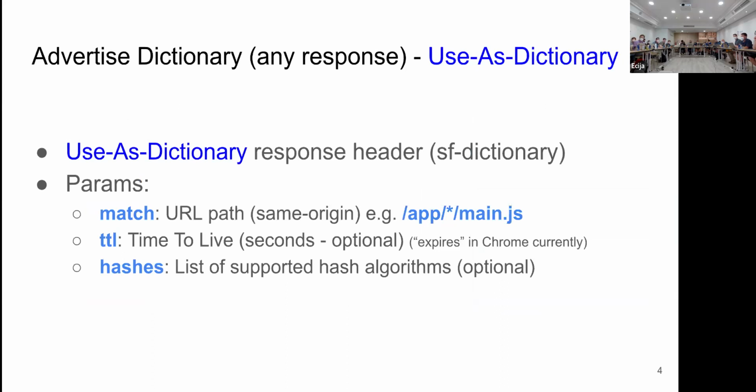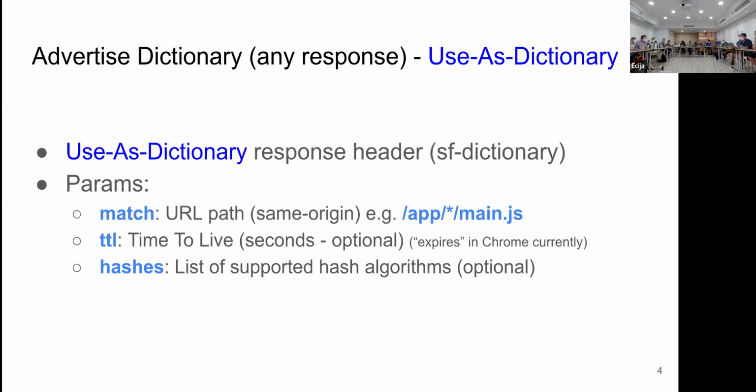We introduce a new HTTP response header, Use-As-Dictionary. This is a way of signaling that the resource is available as a dictionary for future requests. The value of this header is a structured field dictionary. Match is the most important one. This is a URL path pattern. Future requests matching this pattern can use the dictionary. For security reasons, this pattern matches only with same-origin requests that the dictionary was served from.